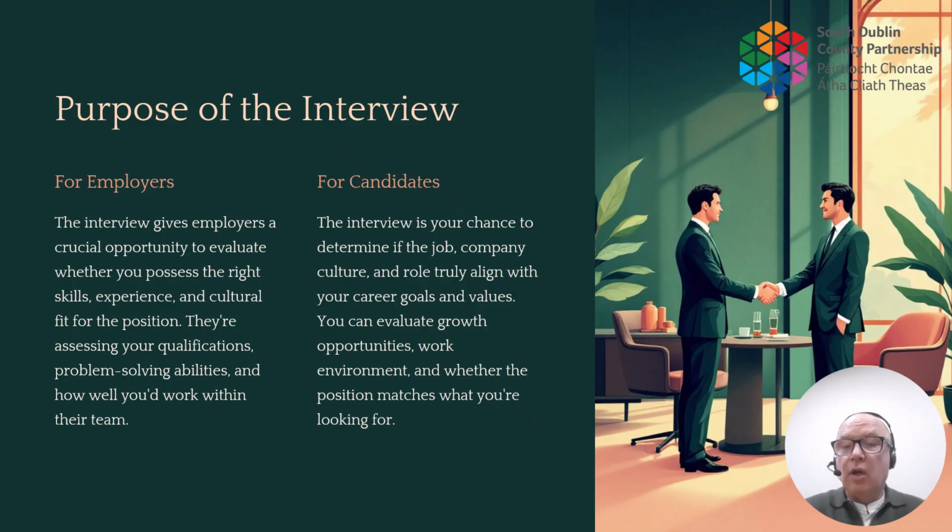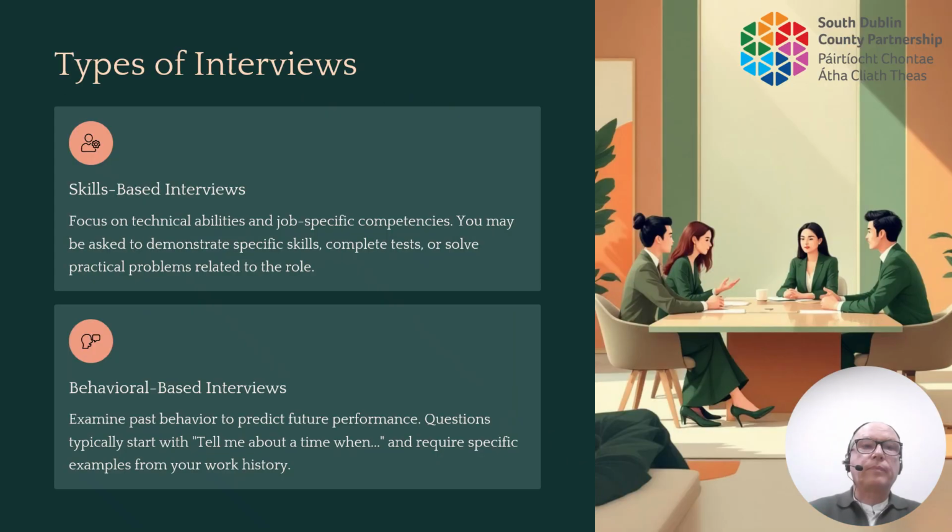They're assessing you in relation to whether you will fit well into their organization as well. So it's both sides summing each other up and seeing if there is common ground that can be found, and if it is indeed the right fit for both parties. Now, the types of interviews, as we were talking about earlier on in relation to the aims and objectives.